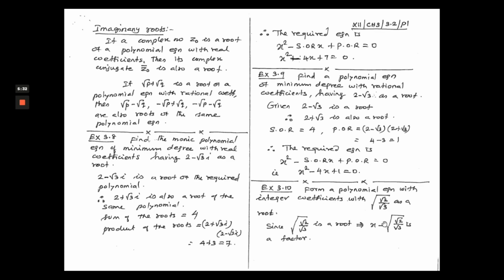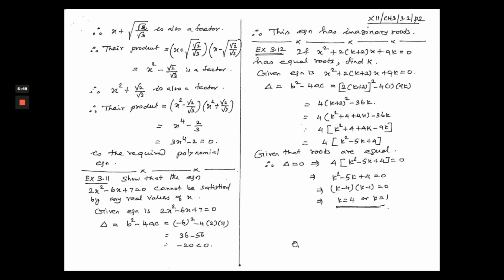வித் ரூட் ஆஃப் ரூட் 2 by root 3 as a root. சரி, root of root 2 by root 3 is a root. That means x minus root of root 2 by root 3 is a factor. அப்படின்னா x plus root of root 2 by root 3 is also another factor. So their product is also a factor.